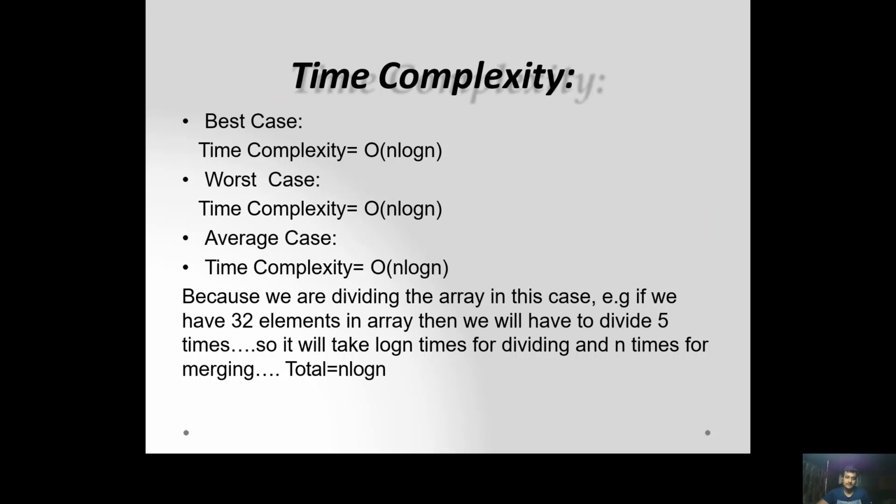Now for the time complexity. In the best case, time complexity is O(n log n). The worst case is n log n. So the average time complexity is again n log n. Because we are dividing the array in this case, for example, if we have 32 elements in the array, then we will have to divide 5 times. So it will take log n times for dividing and n times for merging. So the total is n log n.